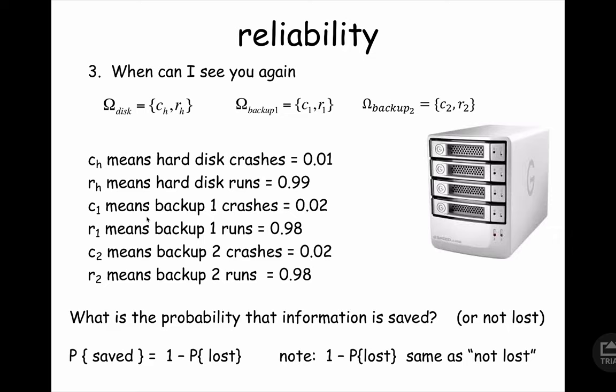So the idea of the probability of information being saved is the same as saying not lost. So the probability of save, P, that information is saved, is equal to 1 minus the probability that information is lost. You can compose a universe of consideration, a sample space, if you will, that consists of two events: the system itself, and mind you, when I say the system, that system is comprised of the hard drive and the two backups. So if the system can save information, the system can also not save information. We're using that fact and the law of total probability to set up this expression that P saved is 1 minus P lost. In doing so, we're hoping that computing the probability that information is lost is a lot easier than directly computing the probability that information is saved.